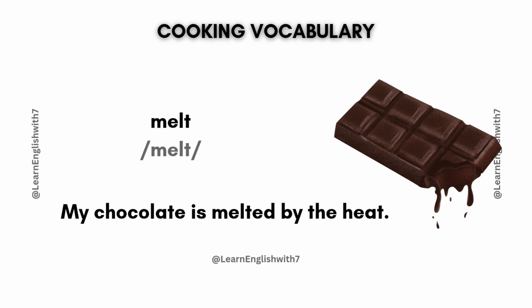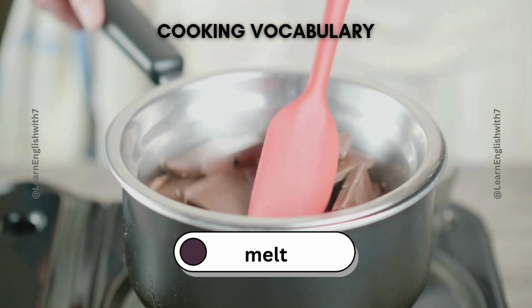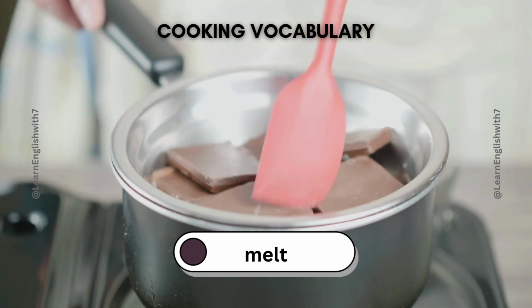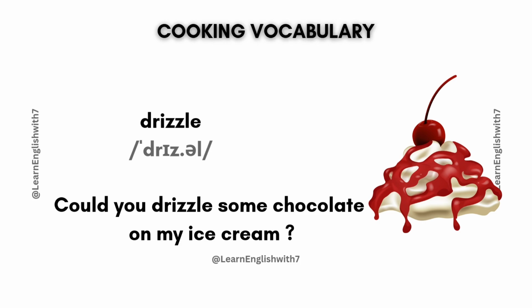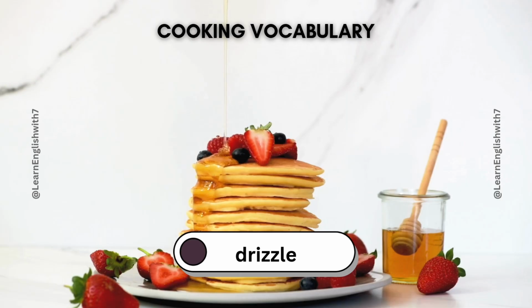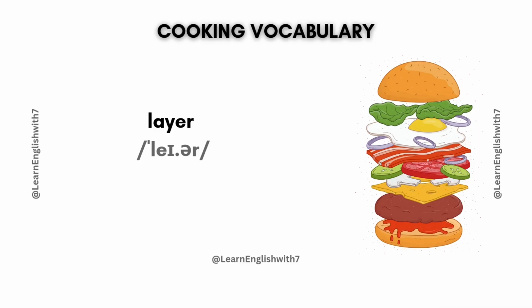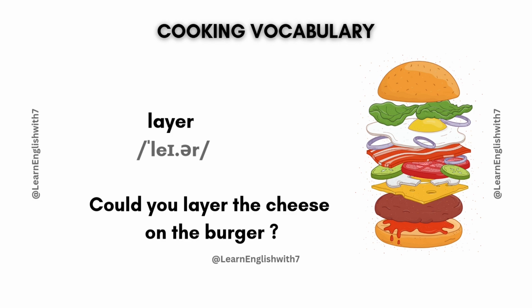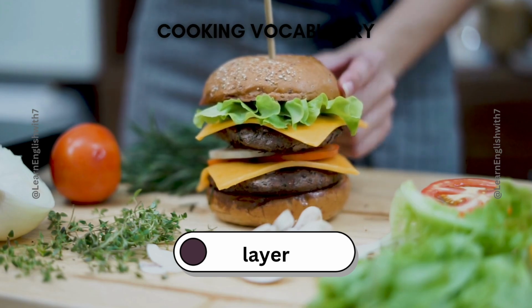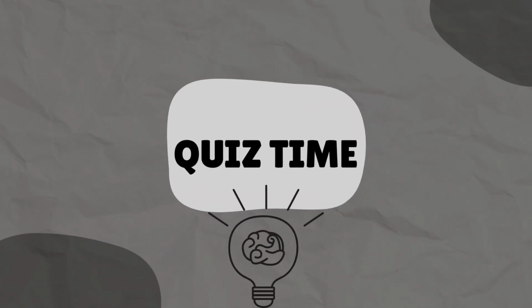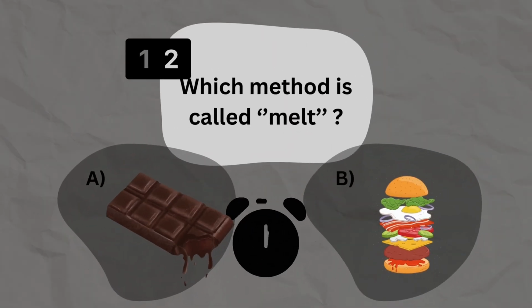Melt. My chocolate is melted by the heat. Drizzle. Could you drizzle some chocolate on my ice cream? Layer. Could you layer the cheese on the burger? Quiz time question 12. Which method is called melt?